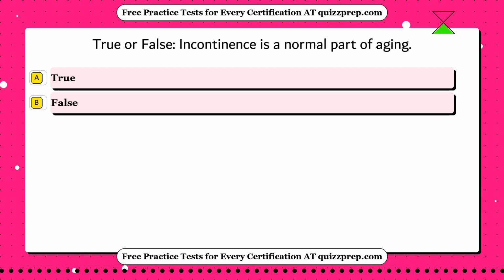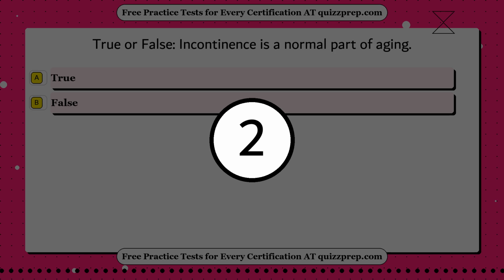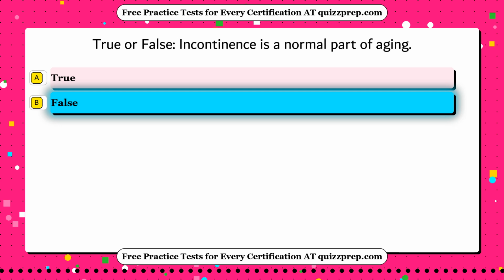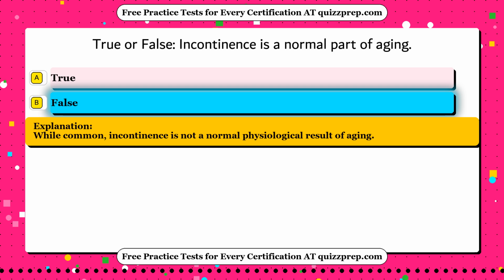Question 134. True or false, incontinence is a normal part of aging? Option A, true. Option B, false. The correct answer is option B, false. While common, incontinence is not a normal physiological result of aging.